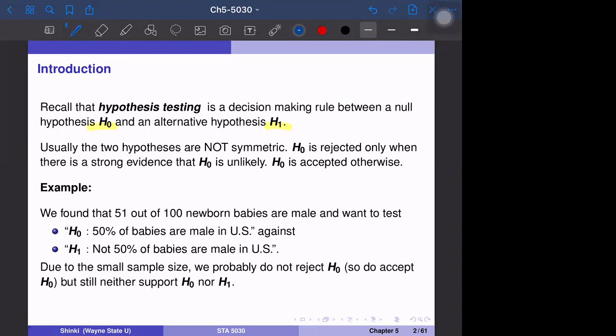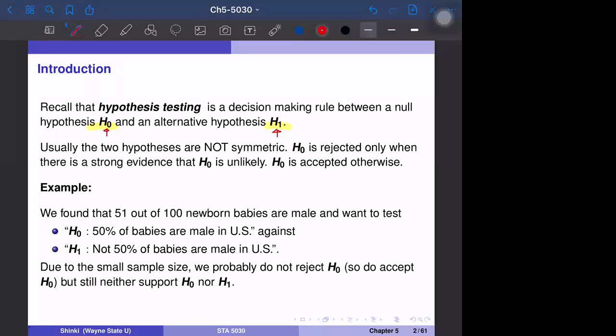And the one thing we have to mention is that usually the two hypotheses are not symmetric. So H0 is rejected only when there is strong evidence that H0 is unlikely. So H0 is accepted otherwise. So usually the situation is we want to claim H1. And to strongly claim H1, we should say that H0 is rejected. It's very unlikely. So that is our scheme. So that's why H0 is called the null hypothesis.